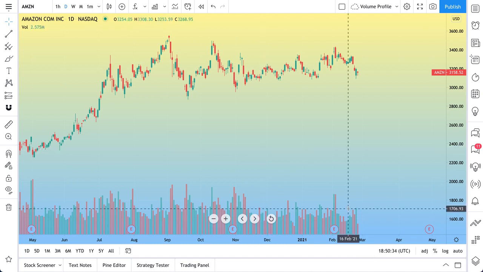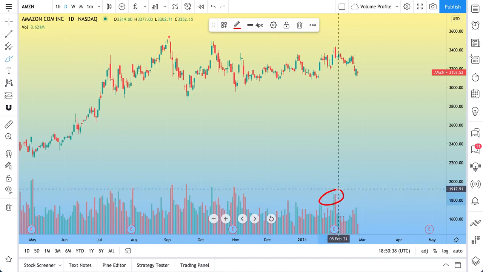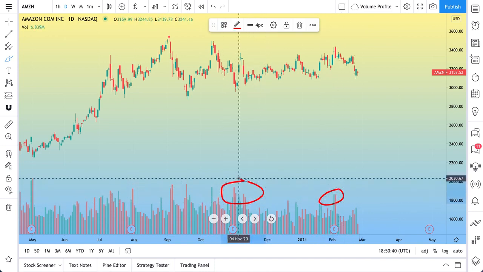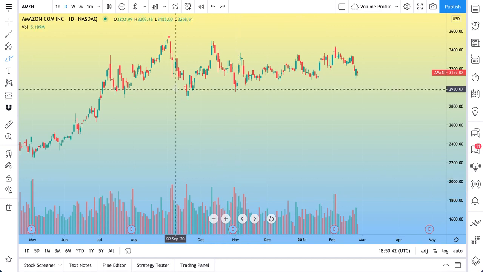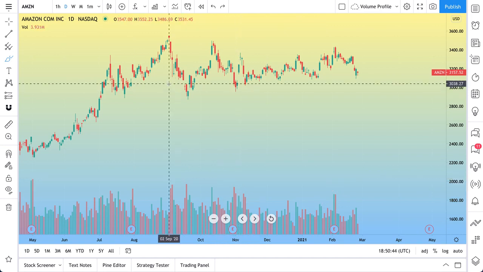Let's talk about the basics of volume. That's these bars down here. These are volume bars. So in this video, we are going to talk about the basics of volume.